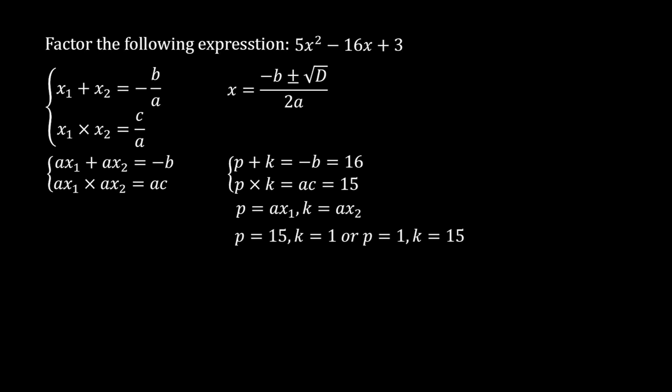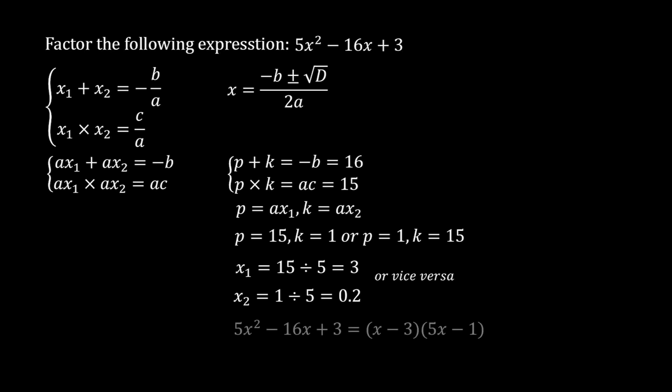1 and 15, right? Now find the roots by dividing p and k by a. The roots are the same as we got in solutions 1 and 2, so the intercept form of the quadratic expression will be the same.